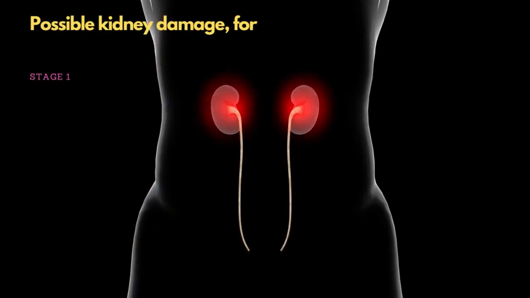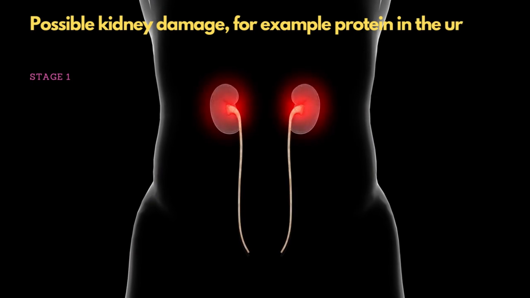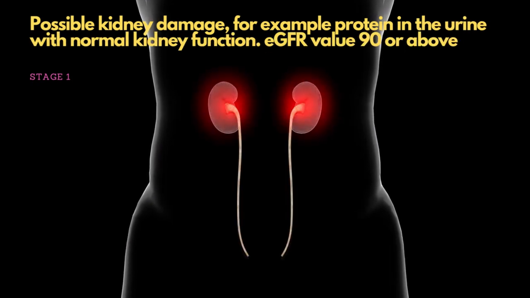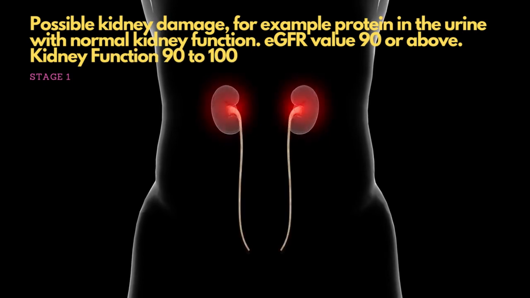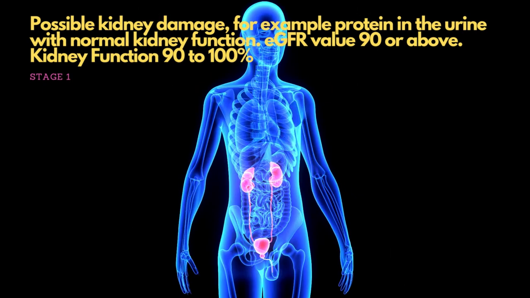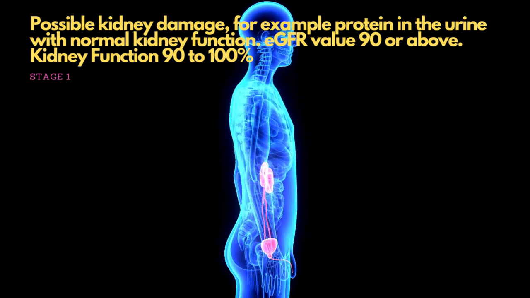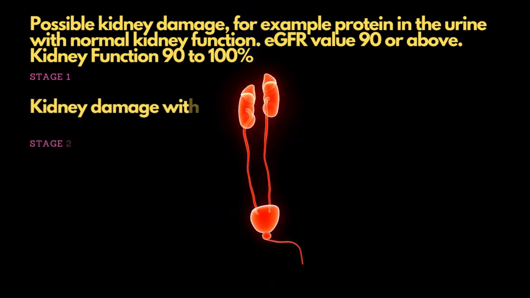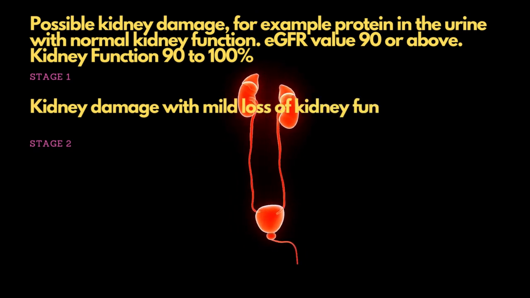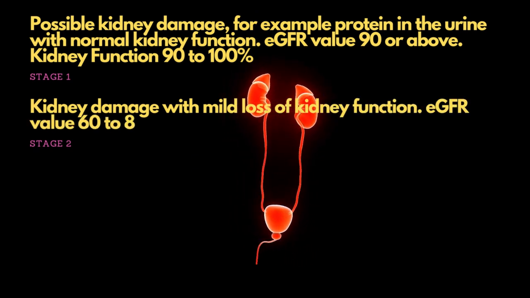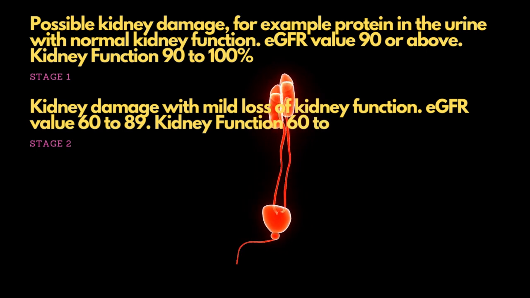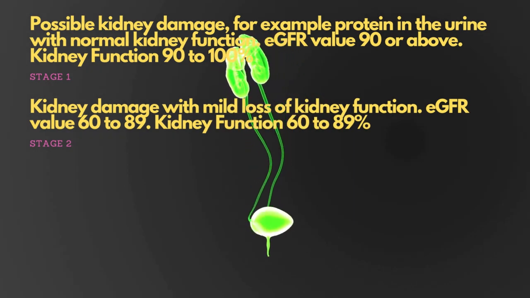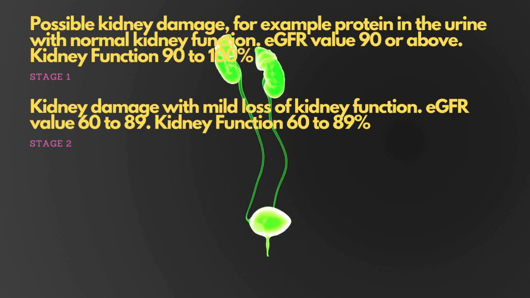Stage 1. Possible kidney damage, for example protein in the urine with normal kidney function. eGFR value 90 or above. Kidney function 90 to 100%. Stage 2. Kidney damage with mild loss of kidney function. eGFR value 60 to 89. Kidney function 60 to 89%.